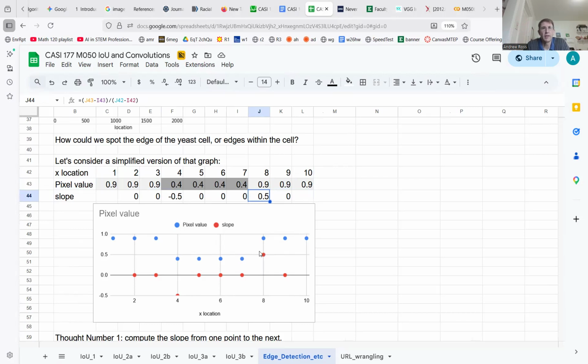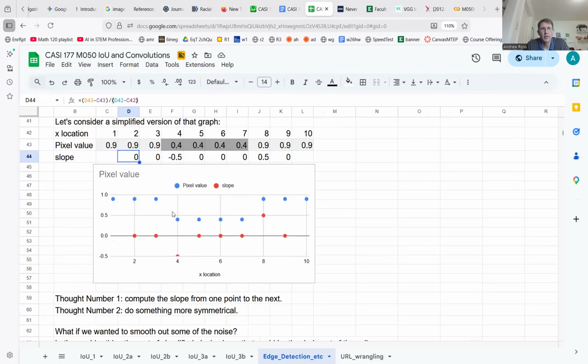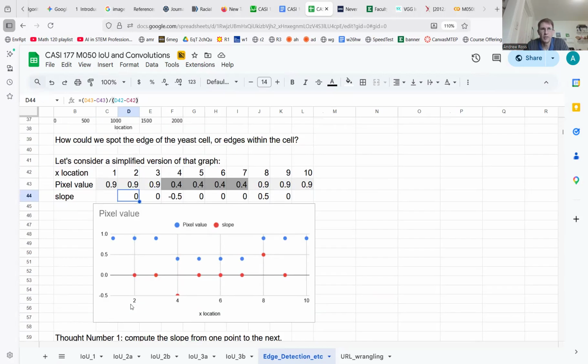So that's not a bad thing to do. And this formula, if you've had calculus, but don't worry if you haven't, is kind of like a derivative. So that's fun. But it's a little interesting that here we're getting the edge signal happening once we've transitioned into the dark spot. And over here, we're getting the edge signal happening once we've transitioned into the brighter part. It's a little bit asymmetric. So we might want to do something a little more symmetrical.